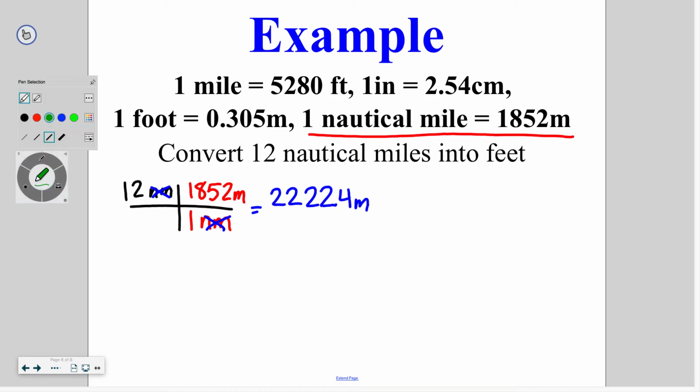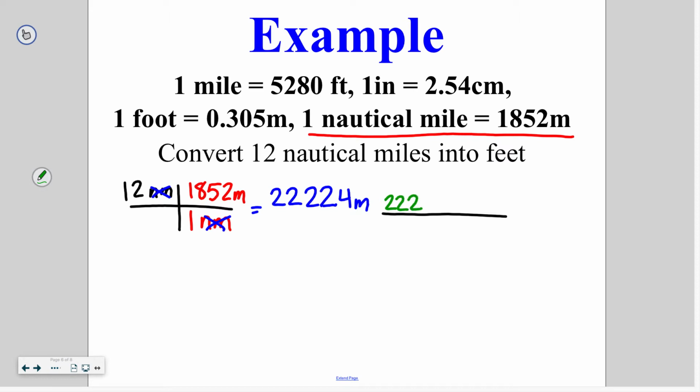So we're going to go ahead and do a second step where we're starting with 22,224 meters, and we have to convert that into feet. So now we're using our conversion factor over here. This time, we're going to plug in our 0.305 into the bottom, because for every 0.305 meters that we turn in, we're going to get 1 foot back.